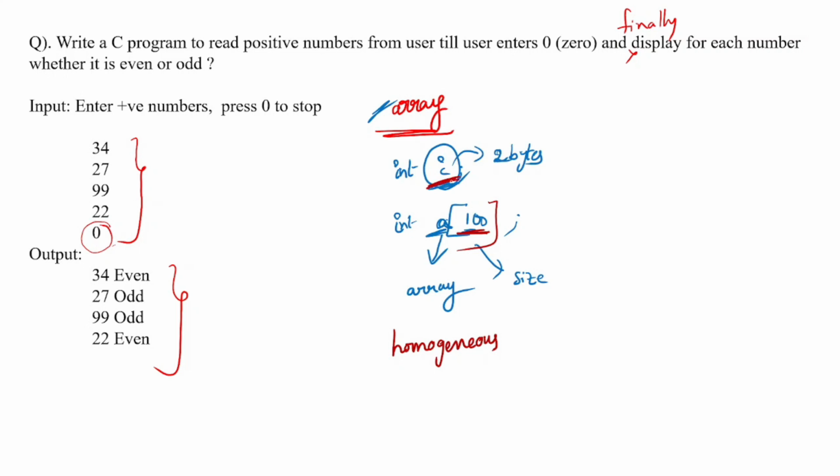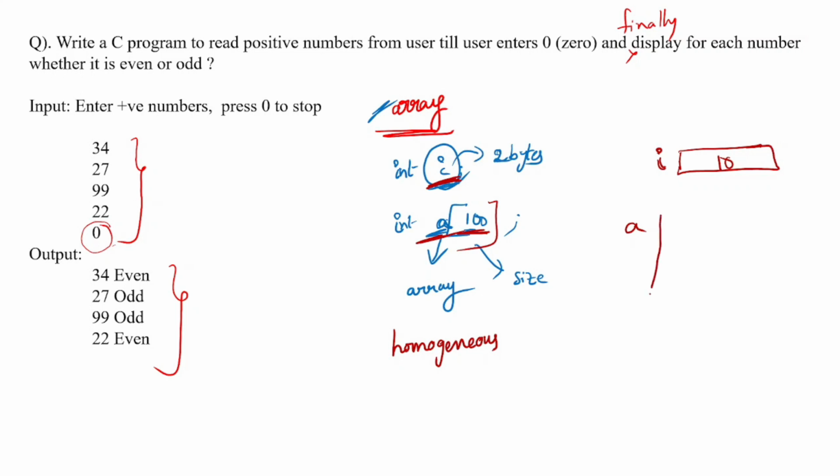Here, an integer type of variable is I. A variable is nothing but a named memory location. This is a memory location, the name is I, and it takes 2 bytes of memory. If I enter any number in this I, that will be placed in this memory location. But here, for an integer type of array A, it takes 100 elements, 100 numbers.